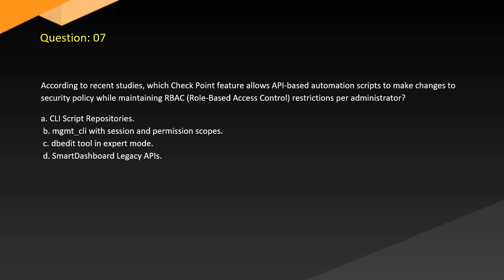Question 7. According to recent studies, which Check Point feature allows API-based automation scripts to make changes to security policy while maintaining RBAC, role-based access control, restrictions per administrator? A. CLI script repositories. B. Management CLI with session and permission scopes. C. dbedit tool in expert mode. D. SmartDashboard legacy APIs.